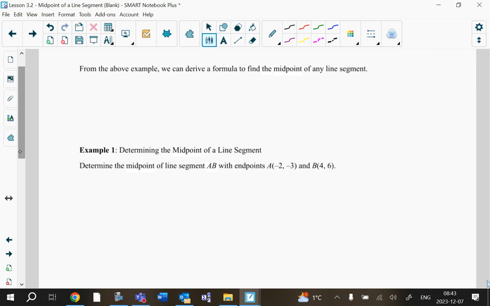Divided by 2? You're halfway there. What's that? Add them and divide by 2. So to find the number halfway between 4 and 14, you add 4 plus 14 and divide it by 2, and you get 9. Exactly. Well, that's how we find the midpoint of a line segment.